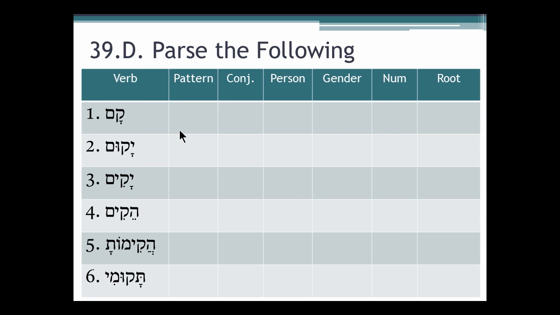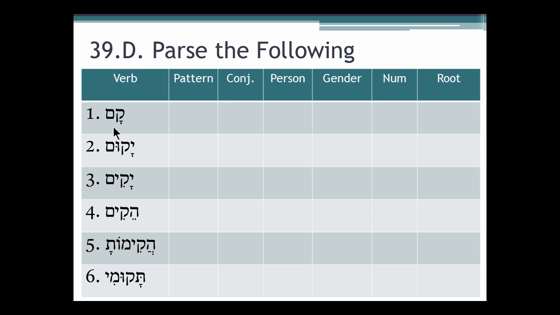39B and C, again, you can get from your answer key. 39D, more parsing. We have number 1, calm. Now, again, he tells you that these are review of hollows, so you know what the lemma is. It's going to be kum.